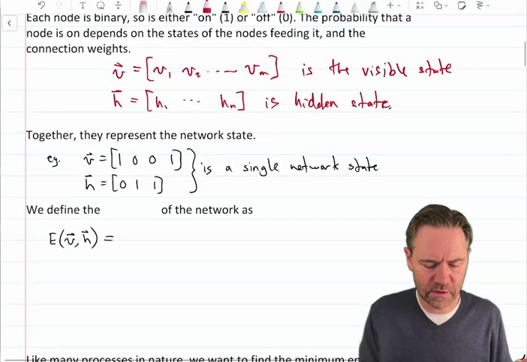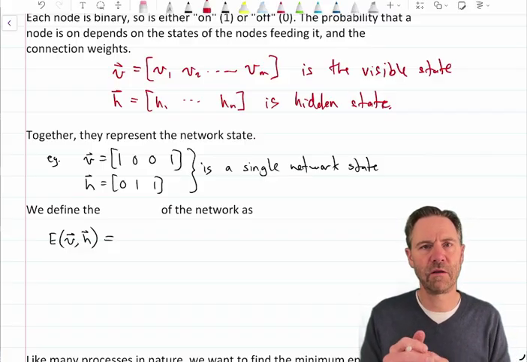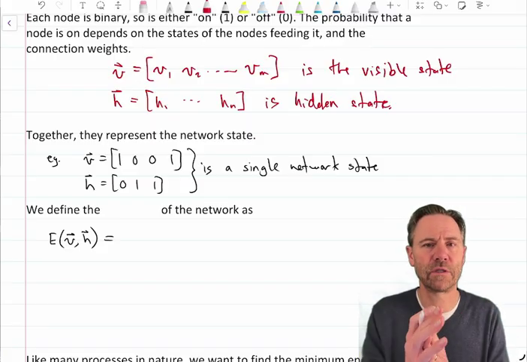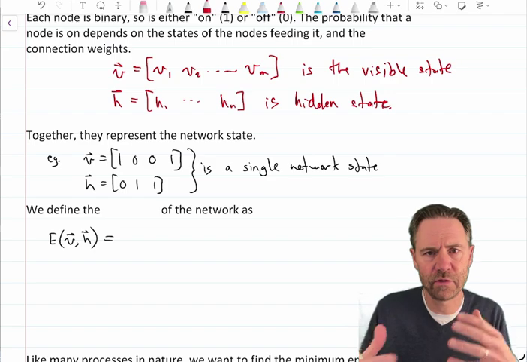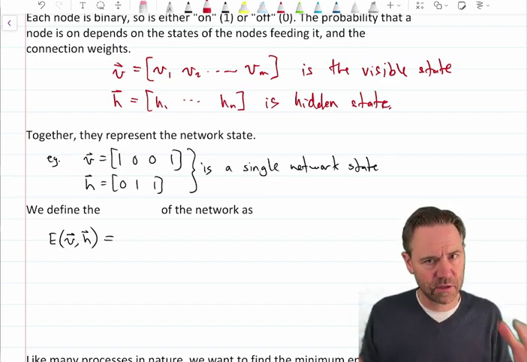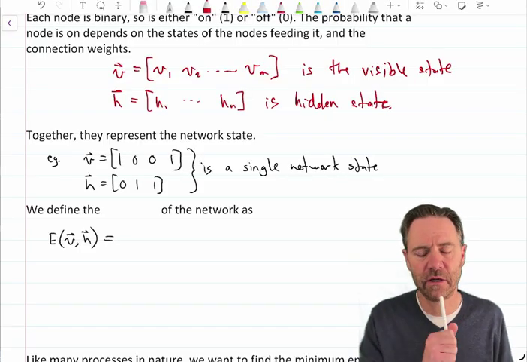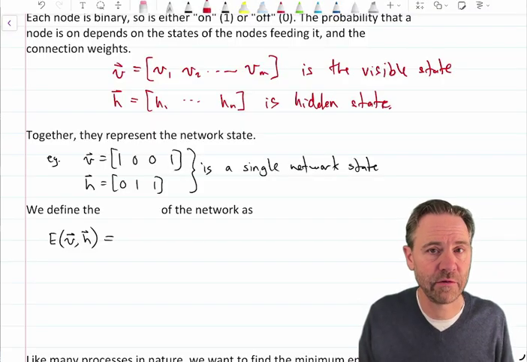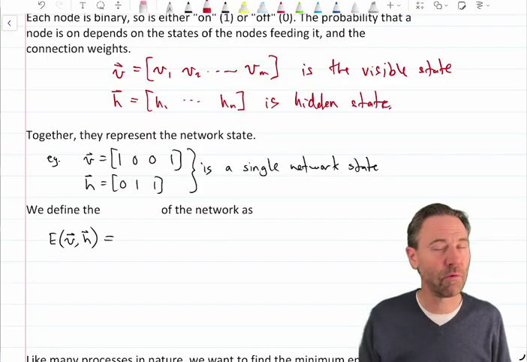I've given an example here where I've got 4 visible nodes and 3 hidden nodes. Together, they form a single network state. As the visible nodes change their 1s and 0s and the hidden nodes change their values, the state of the network changes. In this case, the state of the network is 7 binary values, so the total number of states would be 2 to the 7, which is 128.